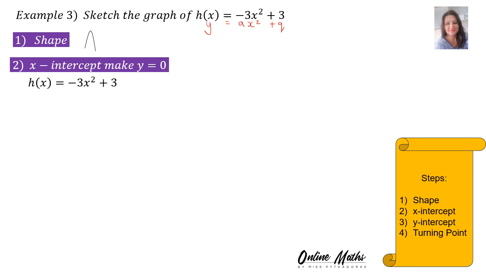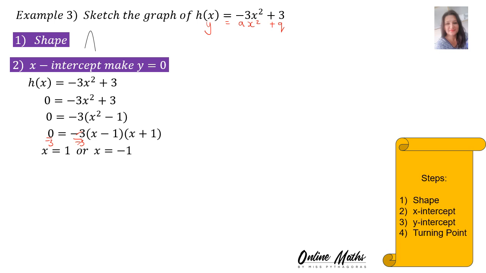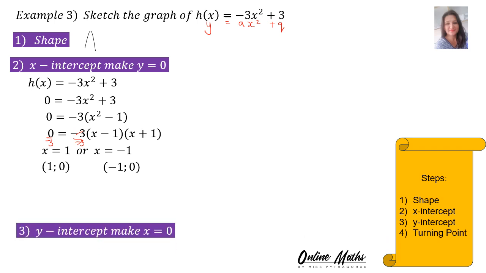There's the equation. In h of x's place we substitute 0. Now to factorize this one, we will take out negative 3 as a common factor, and we're left with x squared minus 1. And then that's the difference of two squares, x minus 1, x plus 1. Then we will divide away the negative 3 both sides, and we are left with x is equal to 1 or x is equal to negative 1. So therefore the coordinates of the x-intercepts are (1, 0) and (negative 1, 0).